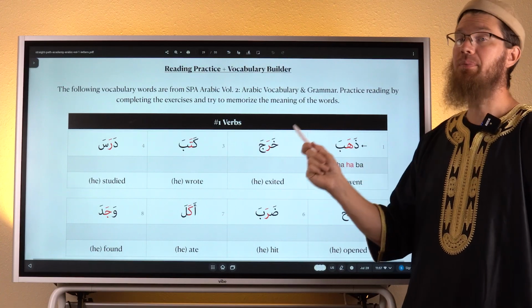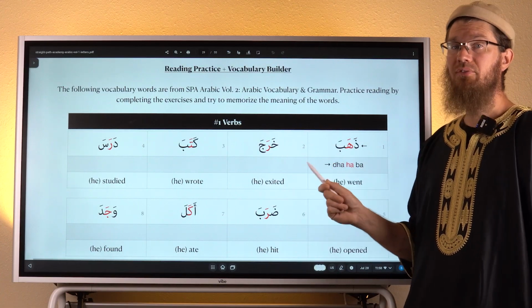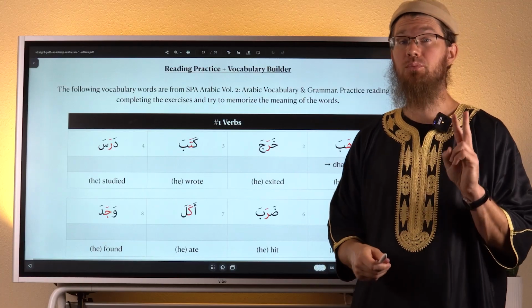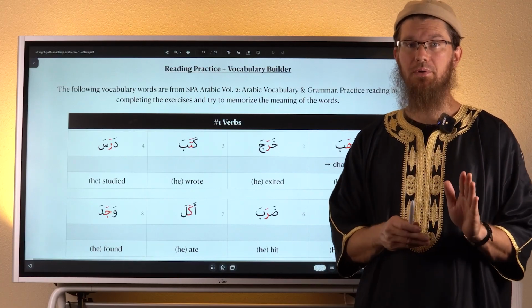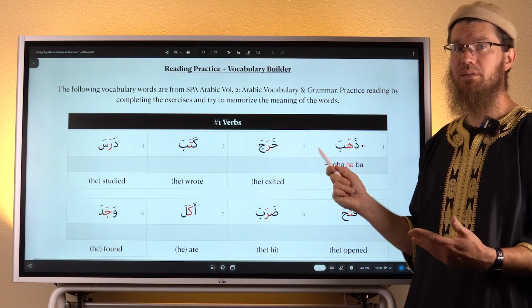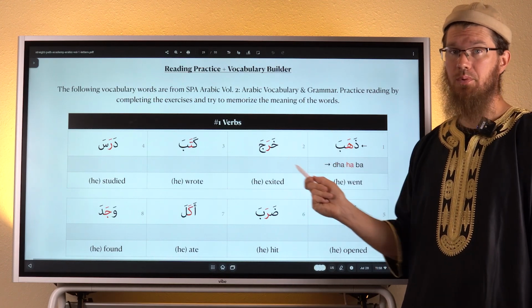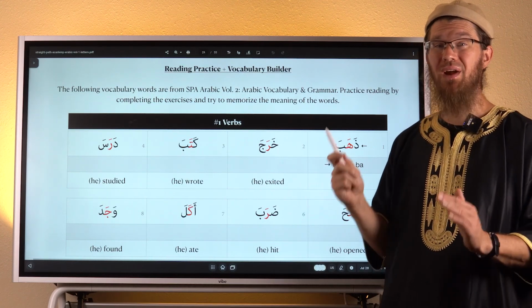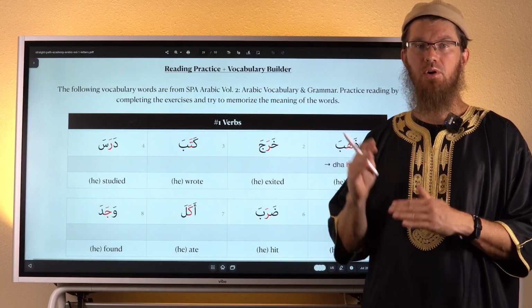And all of the vocabulary words that we're using here are from Straight Path Academy Arabic Volume 2, Vocabulary and Grammar. So once you complete all of these exercises, improve your reading skills, and memorize the vocabulary words, inshallah, you will be ready and well prepared for Volume 2.